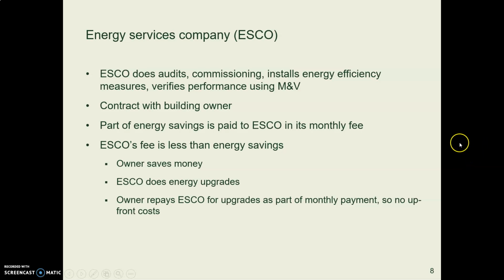So it's kind of a win-win. The owner doesn't have to cough up separate money. They're saving more than they pay the ESCO. The ESCO gets paid on a regular basis. The owner gets energy upgrades, and their utility bill is lower, and so everybody's happy.